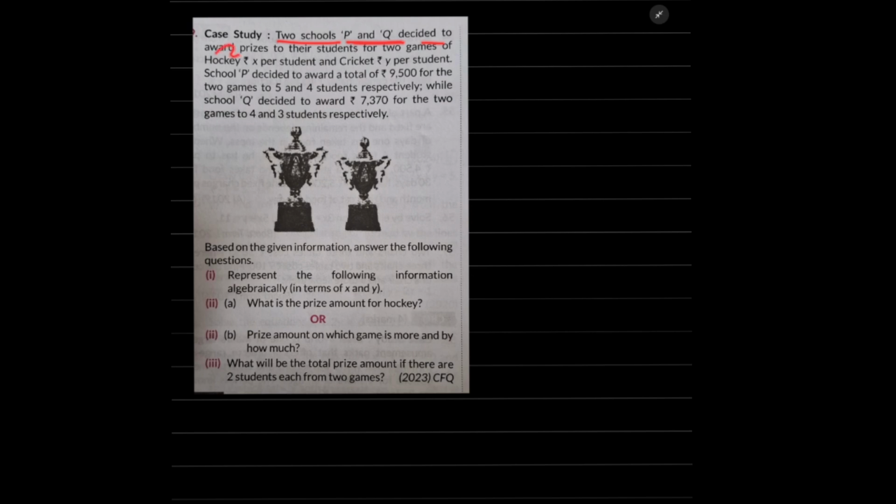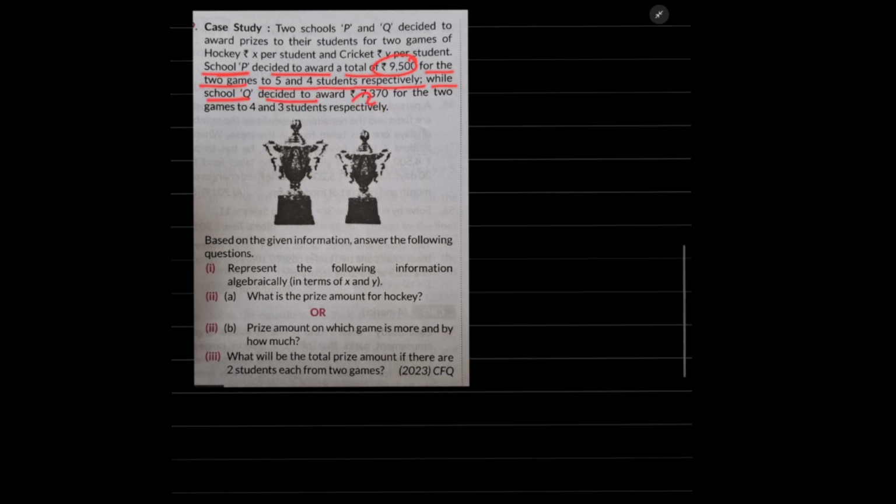Two schools P and Q decided to award prizes to their students for two games: hockey, rupees X per student, and cricket, rupees Y per student. School P decided to award a total of rupees 9,500 for the two games to 5 and 4 students respectively, while school Q decided to award rupees 7,370 for the two games, to 4 and 3 students respectively.